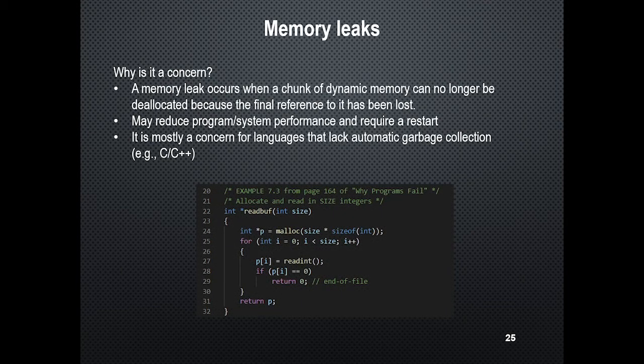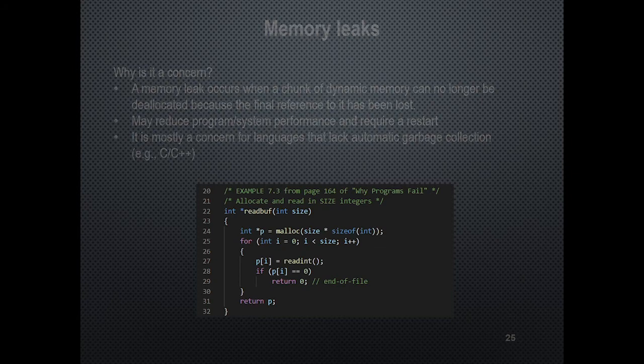Memory leaks. So why is this a concern? Well, a memory leak occurs when a chunk of dynamic memory can no longer be deallocated because the final reference to it has been lost. Simple to understand. What damage can this produce? Well, a memory leak may actually reduce not just the program performance, but the system performance as well, and eventually could require a restart of the system at large. The good news, well, depending on the language that you work with most, is that it's mostly a concern for languages that lack automatic garbage collection, like C and C++.